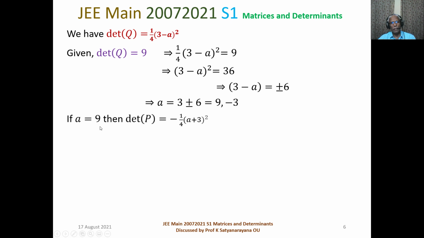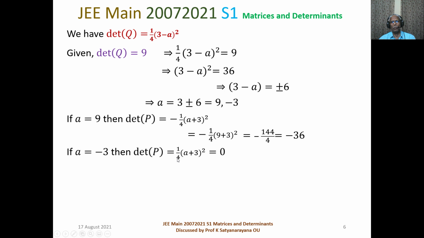So if a is equal to 9, then the determinant of P will be equal to minus 1/4 times (a plus 3) whole square. Substituting a equal to 9, that is minus 1/4 into (9 plus 3) whole square. 9 plus 3 is 12, 12 square is 144, 144 by 4 with the minus sign is minus 36. And for the other value, if a is equal to minus 3, then the determinant of P is 1/4 times (a plus 3) whole square, which is 0, since when a is minus 3, a plus 3 is 0.